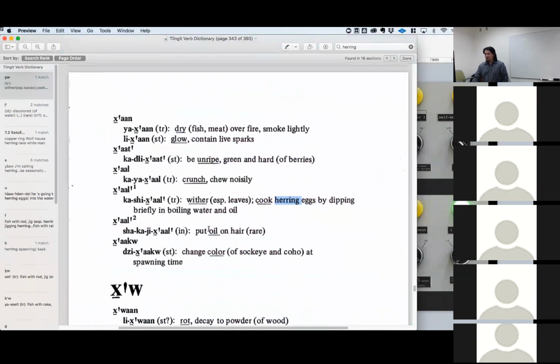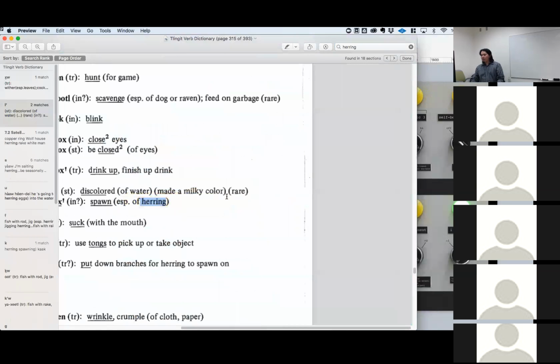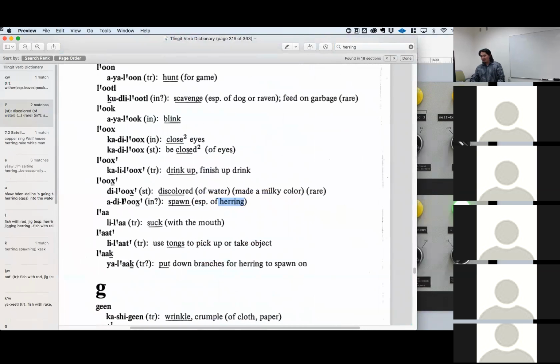So here's kashichat, to cook herring eggs by dipping. So it's called blanching. And atluch is for them to spawn. It's for herring specifically to spawn.